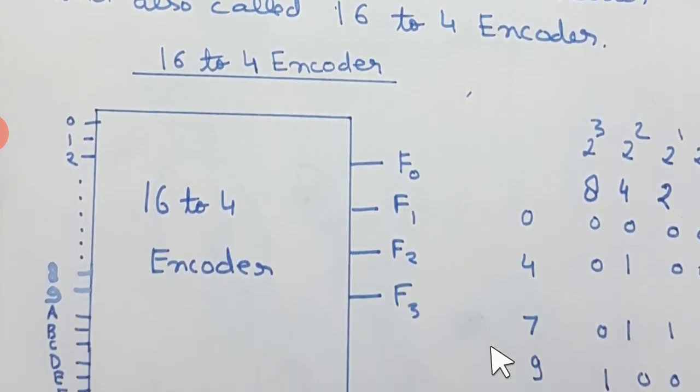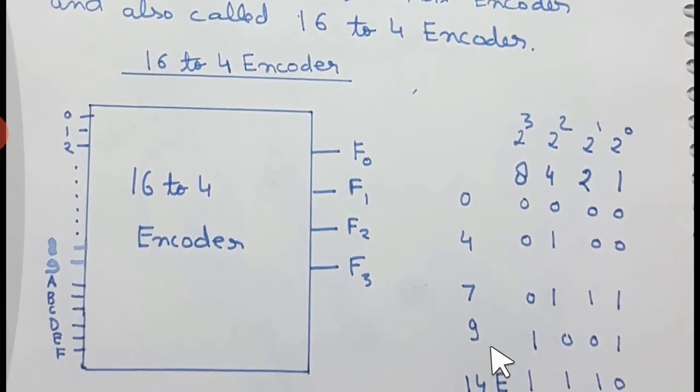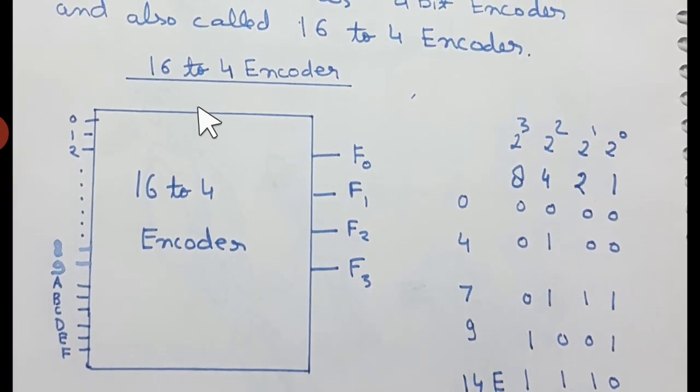Let me explain it to you. Here is a block diagram you can see of the 16 to 4 encoder, and here you can see the inputs, 16 numbers, that will be the hexadecimal numbers, and 4 are there for the output, that is going to be the binary representation of the hexadecimal number. Okay, so 16 inputs and 4 outputs, that is why it is called 16 to 4 encoder.